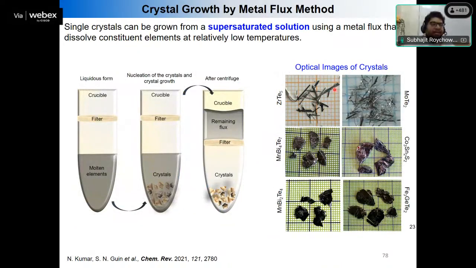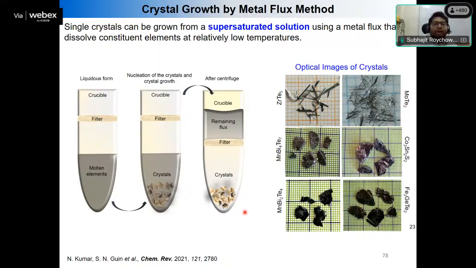Another technique is the metal flux growth method. In this method, let's say you want to synthesize some material with manganese, cobalt, or iron. But in our lab, we mainly use a quartz tube, which can go to a maximum of 1100 degrees. So how do we synthesize this material?